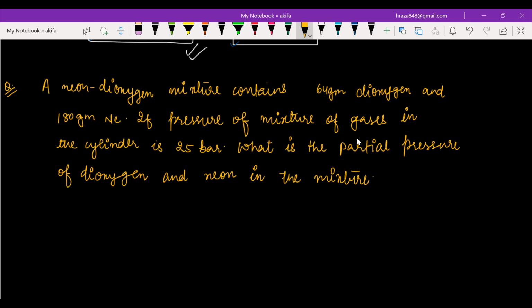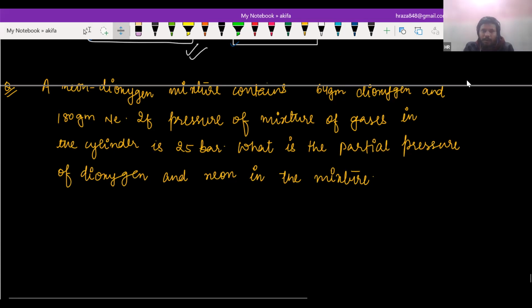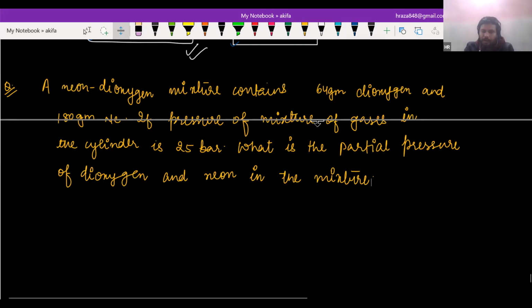We need to find partial pressure of dioxygen as well as neon. If you are unable to think anything about this, let me know. I'll explain you.